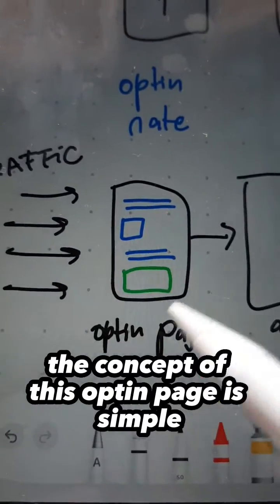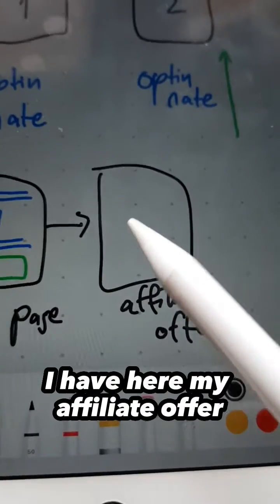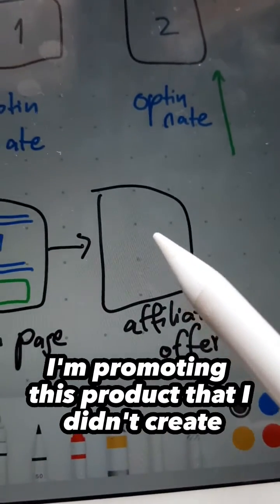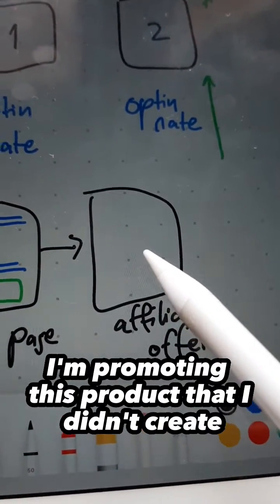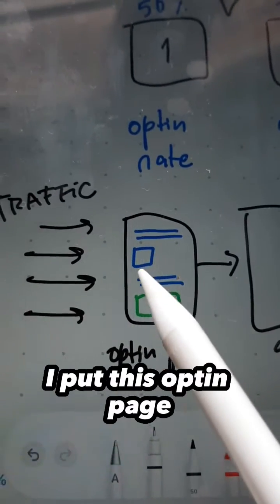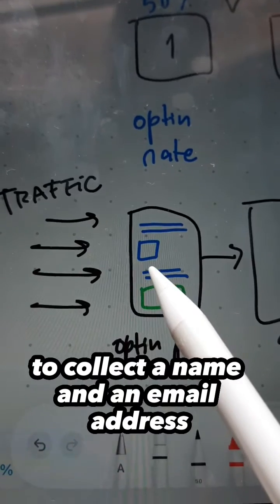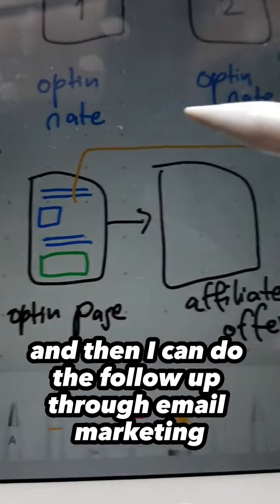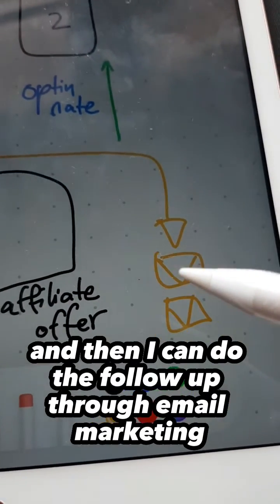The concept of this opt-in page is simple. I have here my affiliate offer. I'm promoting this product that I didn't create. And before sending people to this offer, I put this opt-in page to collect a name and an email address. And then I can do the follow-up through email marketing.